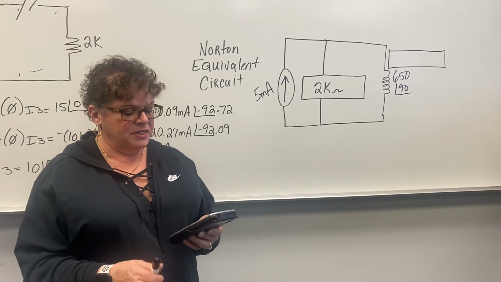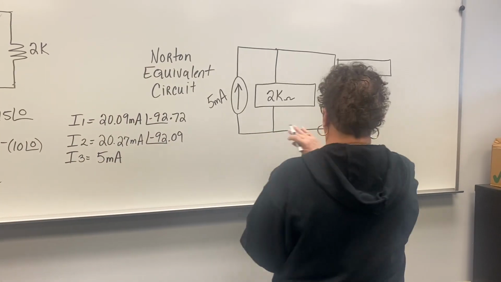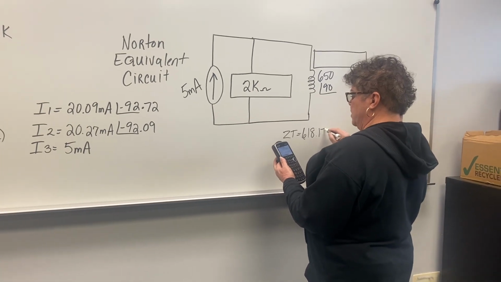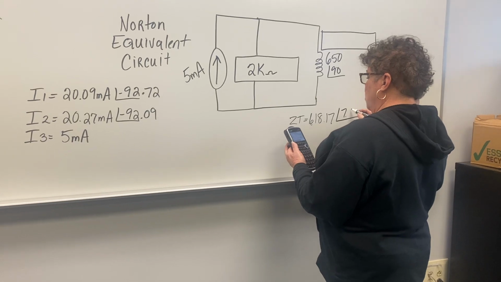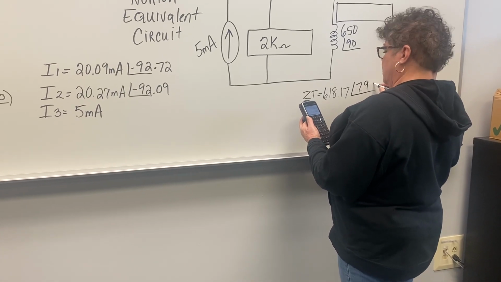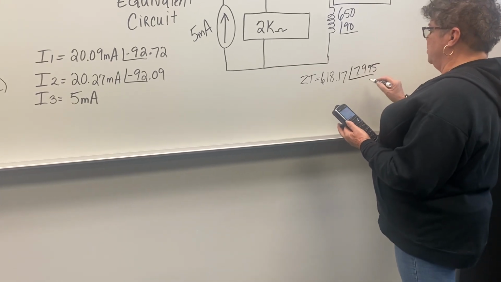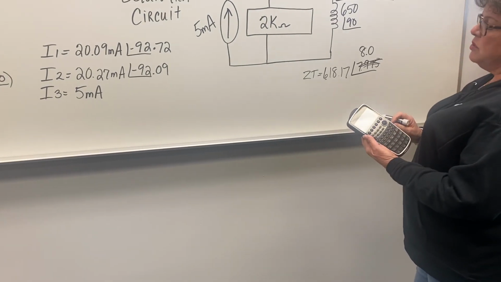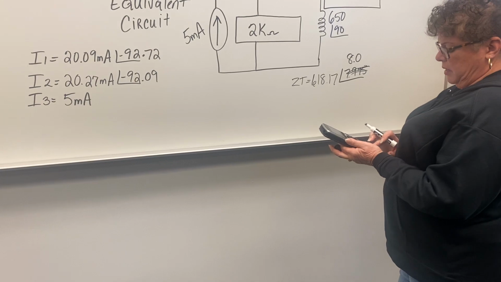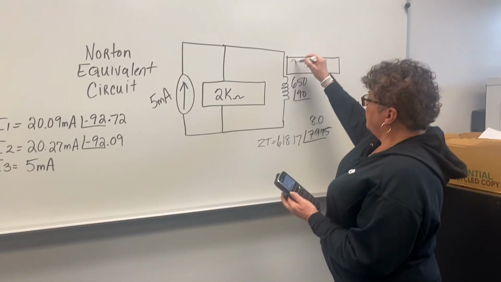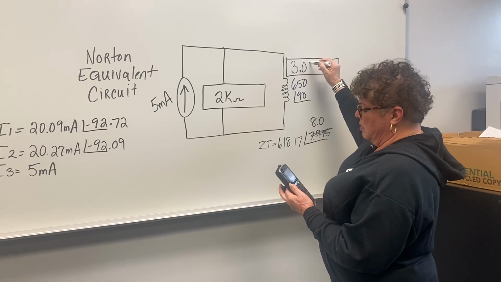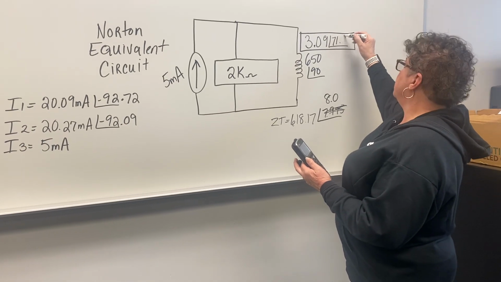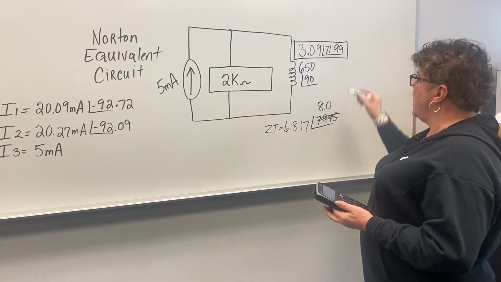Reciprocal angle. We have 618. So Z total for these two is 618.17 at an angle of 71.995. So I would do 8.0, okay? But I'm going to use the whole number and multiply it by 5 milliamps to get my voltage of 3.09 volts at an angle of 71.99. And that is our answer.